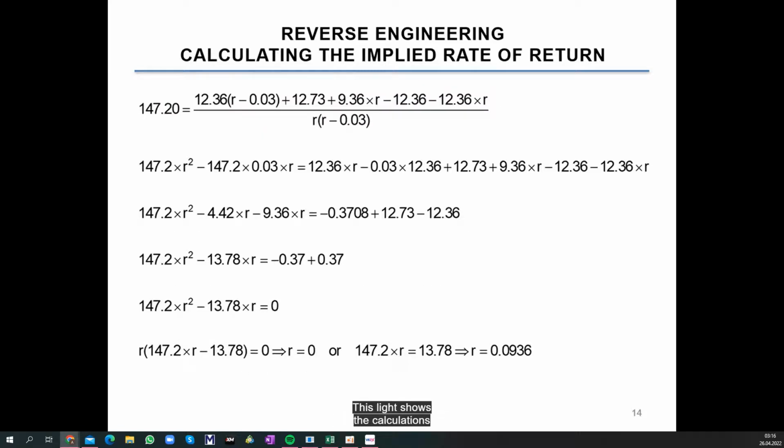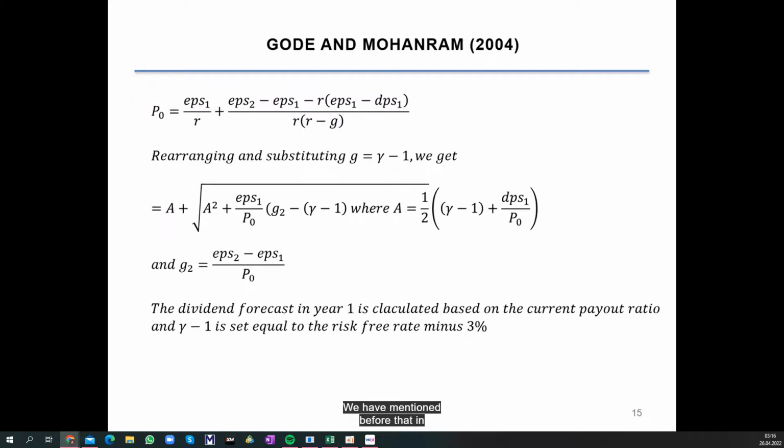This slide shows the calculations of how we got an implied cost of capital of 9.36%. I encourage you to practice those at home. We have mentioned before that in theory, the higher the risk, the higher the expected return, and hence, the higher the average future stock return. The implied cost of capital is a measure of risk that is priced by the market because it is calculated based on observable market prices. So in theory, the higher the implied cost of capital, the higher the average stock return.